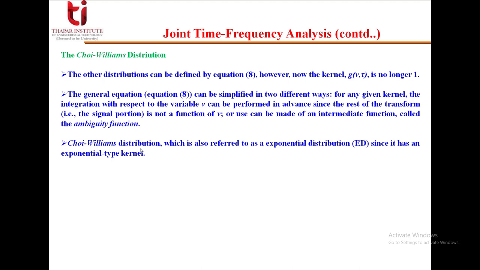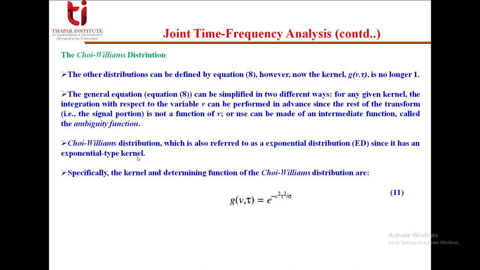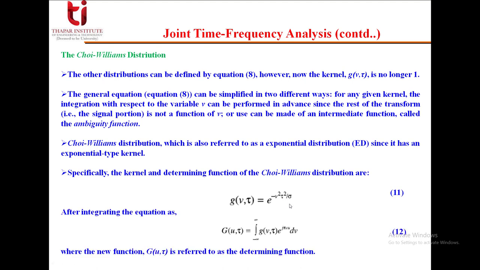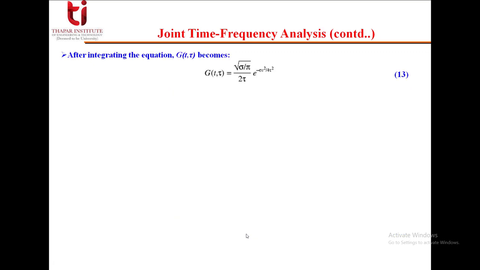This Choi-Williams distribution is also referred to as an exponential distribution, as it has an exponential-type kernel. This is the kernel, and we also call it the determining function of the Choi-Williams distribution. It is e raised to the power minus v square tau square by sigma, and after integrating, using equation number 12, g(u, tau) equals the integral from minus infinity to plus infinity of g(v, tau) e raised to the power j pi v u dv, where, as I mentioned, g is the kernel or determining function. So we get the distribution kernel g(t, tau) equal to square root of sigma by pi, divided by 2 tau, e raised to the power minus sigma t square by 4 tau square.